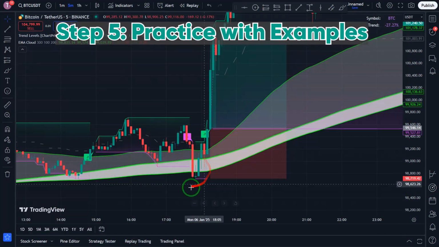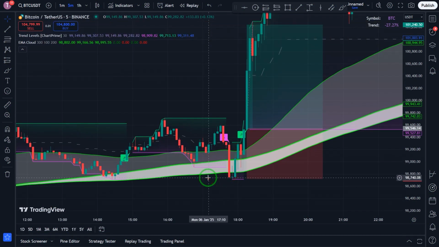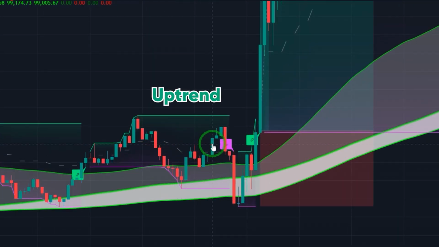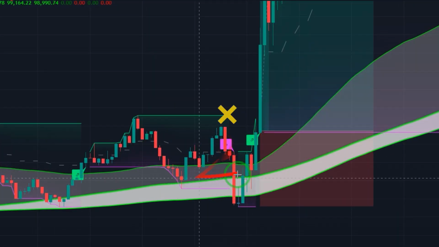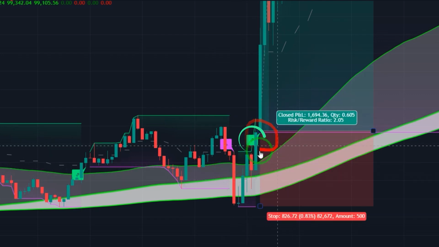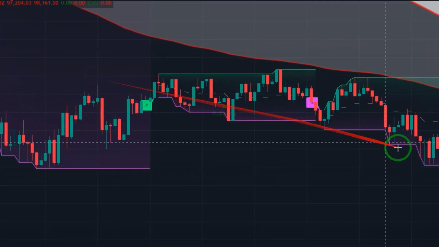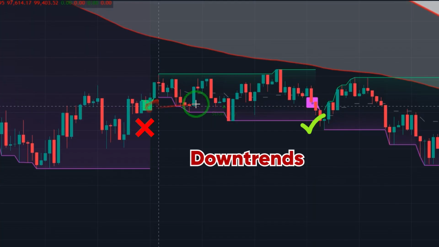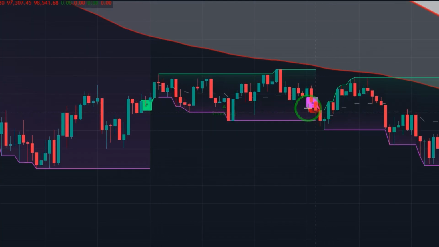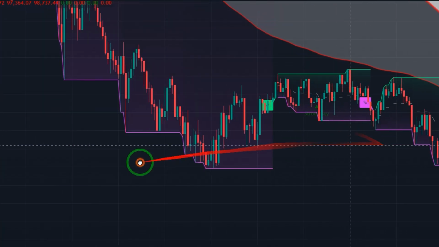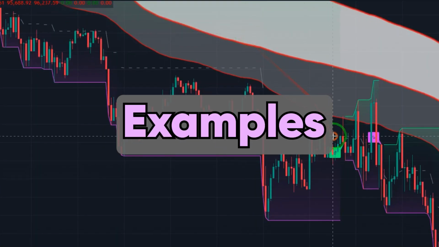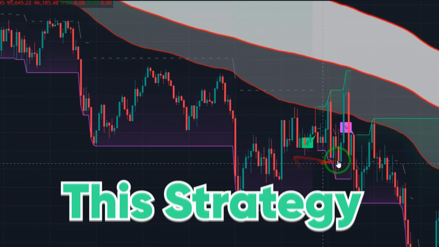Step 5. Practice with examples. Let's look at a practical example. If we were in an uptrend and a sell signal appears, we ignore it. When a buy signal aligns with the uptrend, it's a confirmed trade. The same logic applies to downtrends. Stay aligned with the trend. Let's see some examples together to find out how this strategy works.